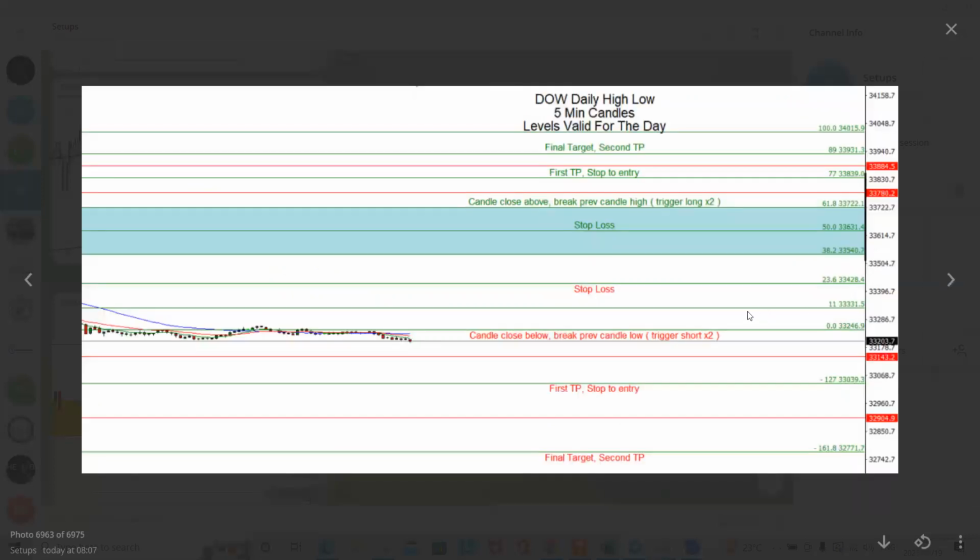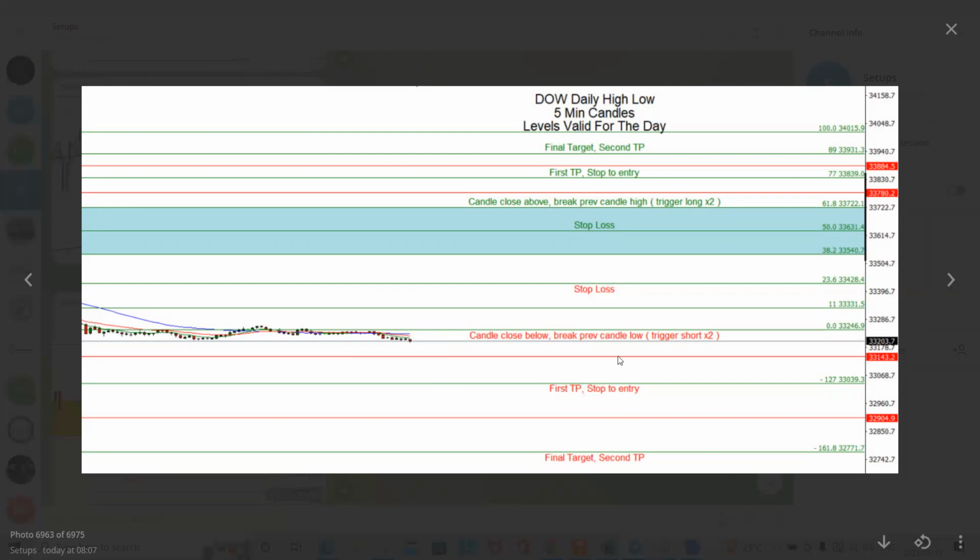On the Dow daily high-low, currently between levels of 0 and minus 127. If you look at moving averages, 50 is above 21, above 8. That's indicating trend is down. We did get a valid trigger for a short below 0 to aim for the minus 127 first TP, minus 161.8 second TP, and stop loss being at the 23.6.